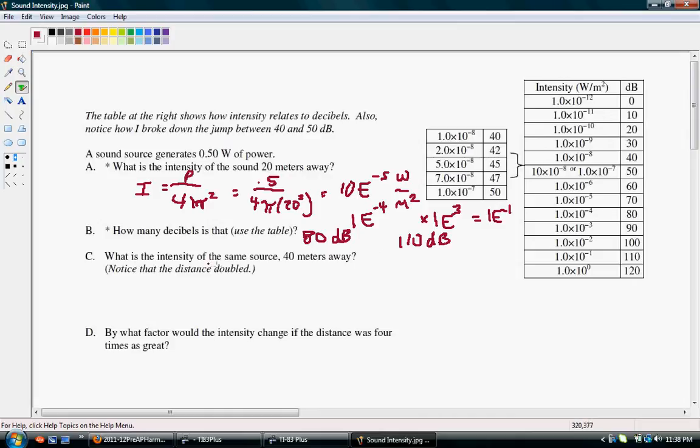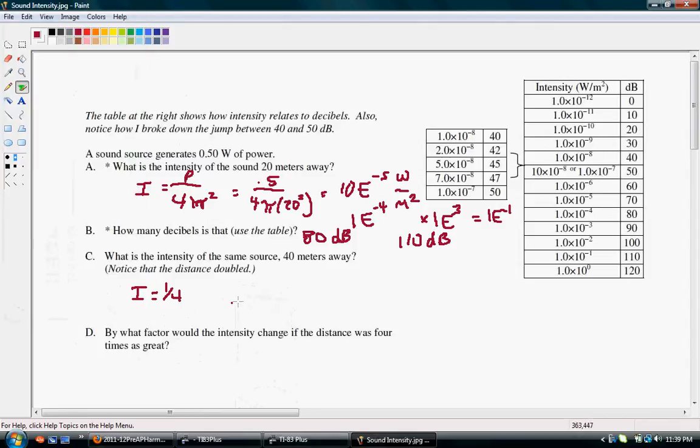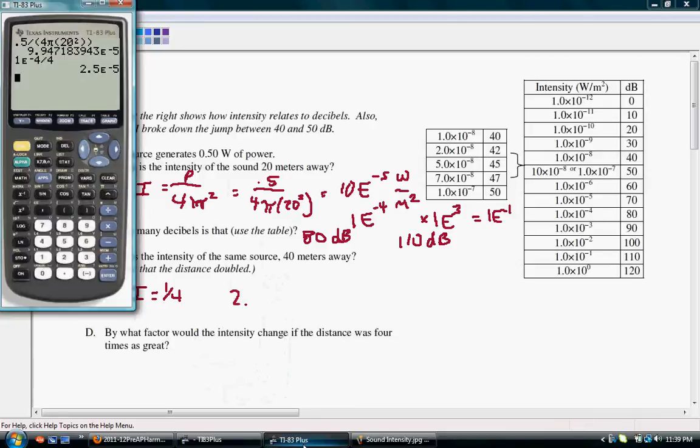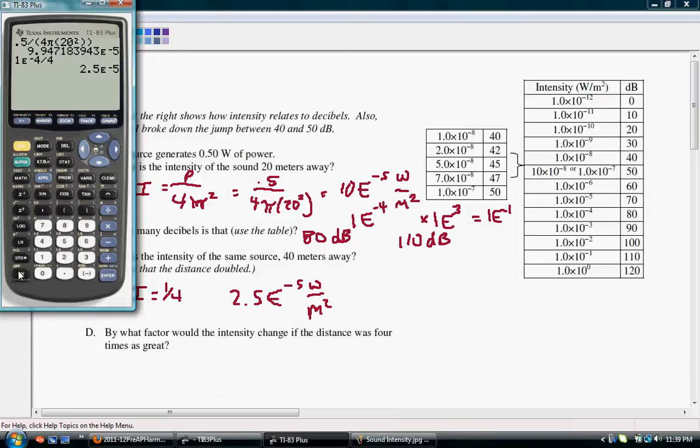Anyway, what is the intensity of the same source 40 meters away? Well, notice that our original distance was 20 and we've doubled it. So you could say, okay, we've doubled our distance, so the intensity should be 1/4 as much. So we can take our original intensity of 1e to the negative 4 and divide that by 4. And we get 2.5 e to the negative fifth watts per meter squared.